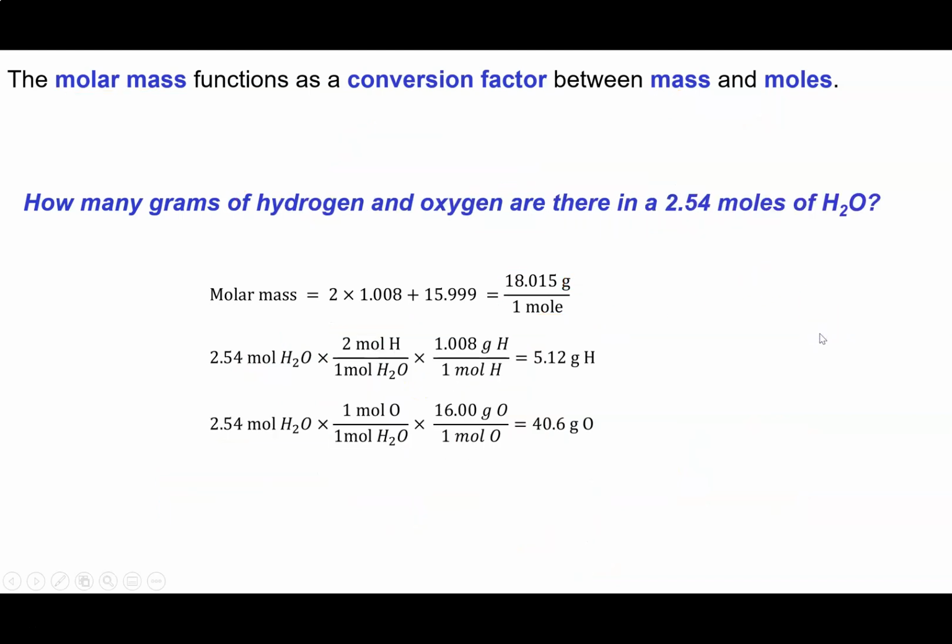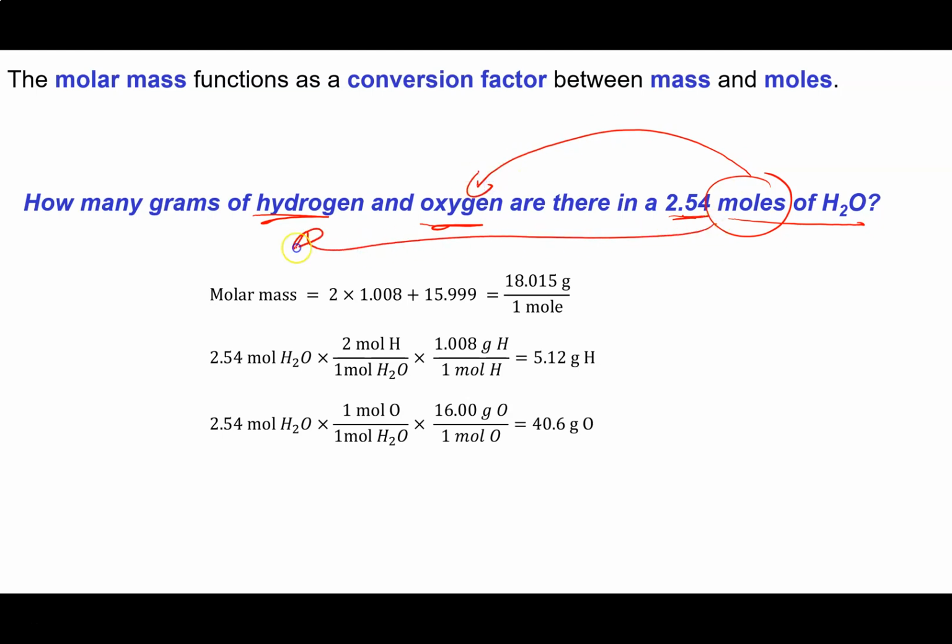Alright, so we can also combine the molar mass with some of our other conversion factors that we've seen, such as mole ratios. So this question asks how many grams of hydrogen and oxygen are there in 2.54 moles of water. So I've got to do moles of water to grams of oxygen, but I also want to do moles of water to grams of hydrogen. And to make this happen, I'm going to have to use the mole ratio. So watch how this works.